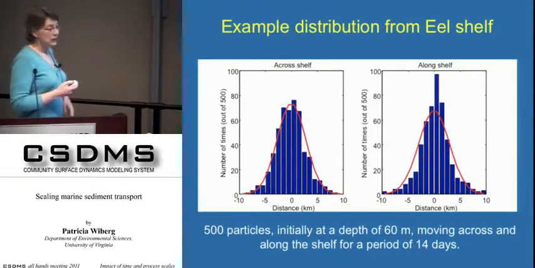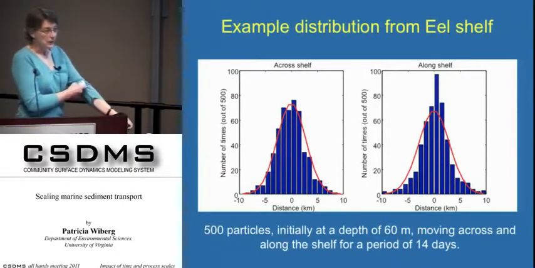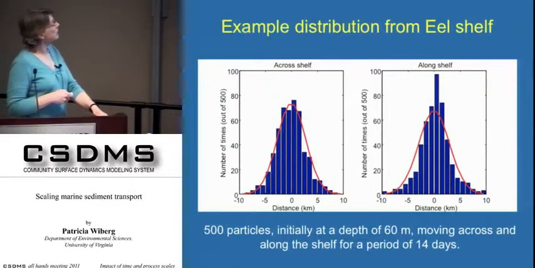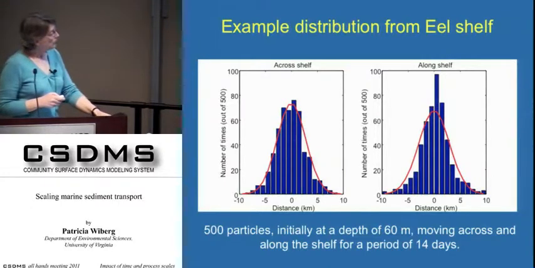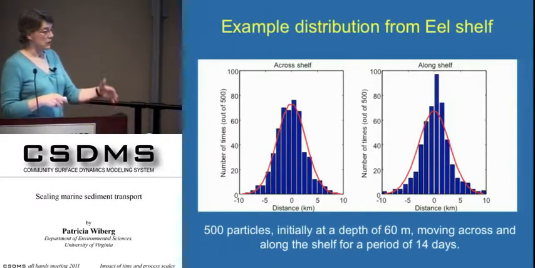So, you know, it looks kind of like the standard thing that you'd expect for a diffusive system, at least in the cross-shelf case, a relatively good approximation to a Gaussian distribution. You can see that there's a tendency, especially in the long shelf, for them to be peaked, or higher kurtosis than you'd expect from a regular normal distribution, presumably due to the distribution of the currents.